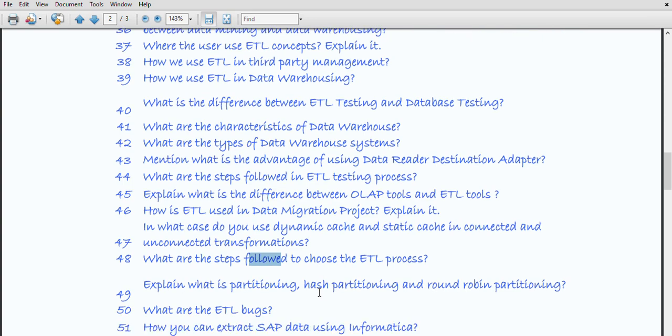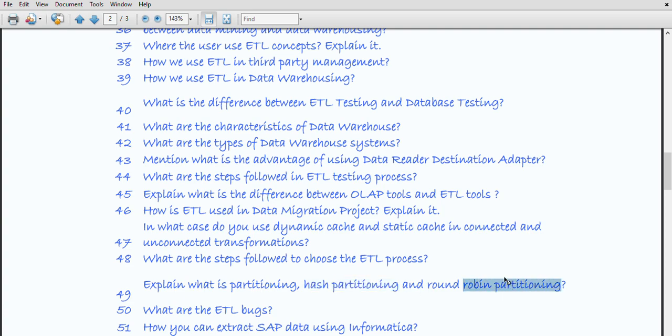Then, what is partitioning, hash partitioning, and round robin partitioning? To improve performance, transactions are subdivided. This is called partitioning. Partitioning enables the Informatica server to create multiple connections to various sources. The types are round robin partitioning, where Informatica distributes data evenly among all partitions.